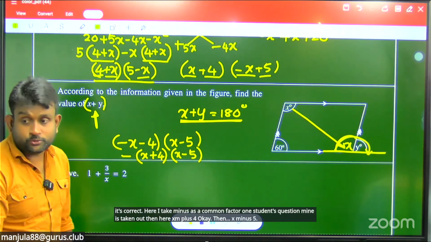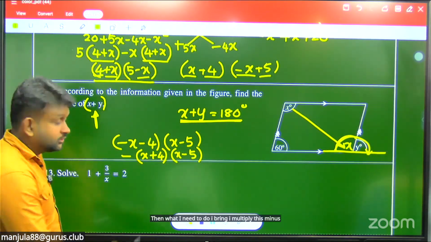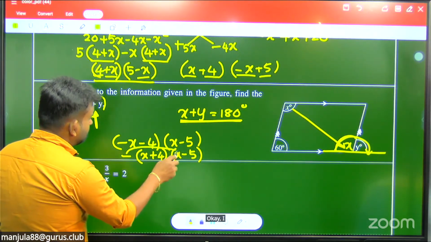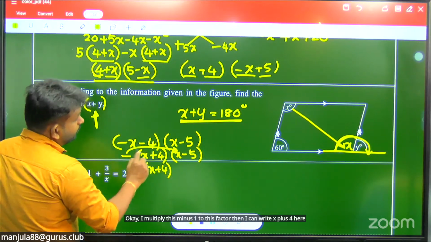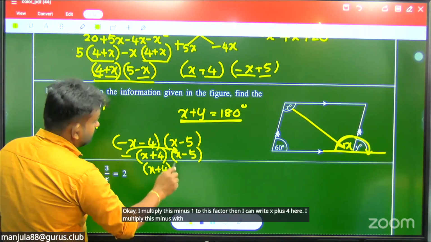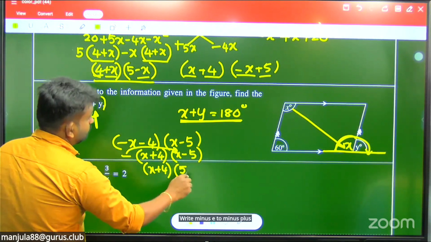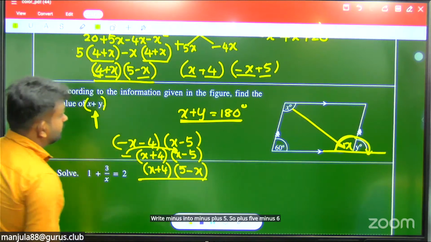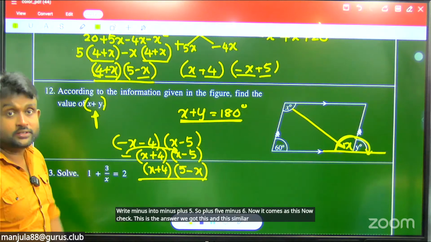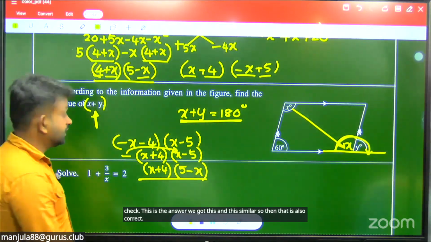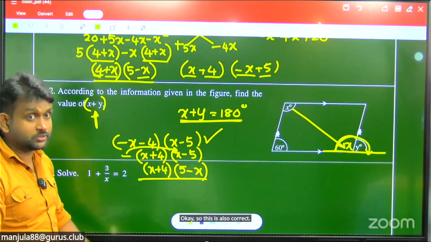Then what I need to do is multiply this minus 1 with this factor, and I can write x plus 4 here. I multiply this minus with this factor. Minus into x is minus x, right? Minus into minus 5 is plus 5. So plus 5 minus x. Now it comes as this. Now check. This is the answer we got. This and this are similar. So that is also correct. Same answer comes.